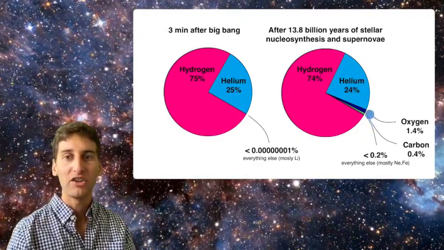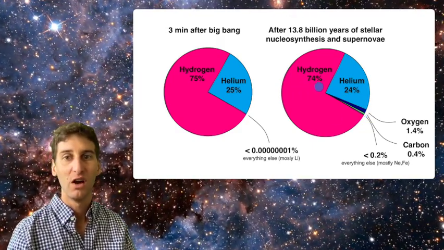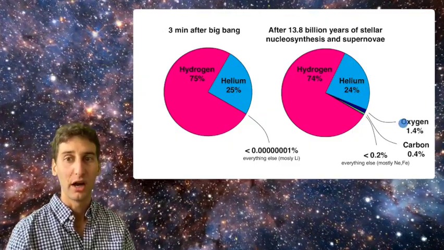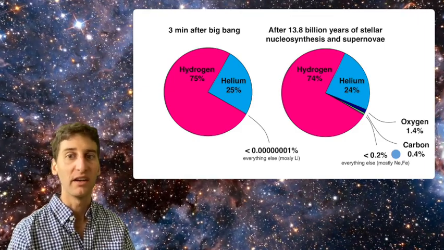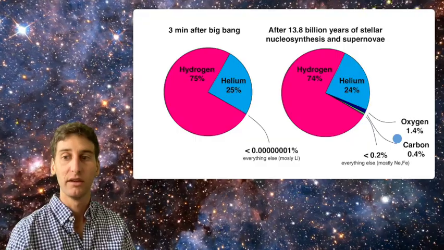So we haven't changed the overall picture here. We've gone down 1% in hydrogen, 1% in helium. But this matters to us because our bodies are made of carbon. Our blood is rich in iron. We breathe oxygen. So it's a good thing that these elements are around.